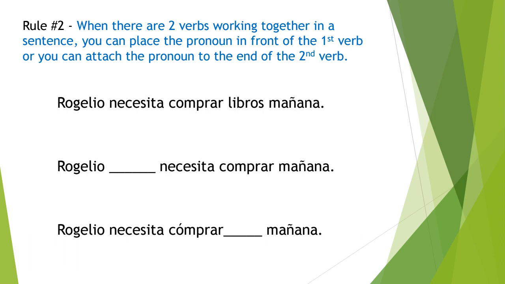So first, let's start by finding the verb. Remember, there's two verbs in this sentence. So necesita comprar are your two verbs that are working together. The first verb gets conjugated, necesita. The second verb just gets left alone. So what does Rogelio need to buy? He needs to buy books. He needs to buy libros. So we're going to get rid of this direct object. And since it's masculine and plural, we're going to replace it with los.